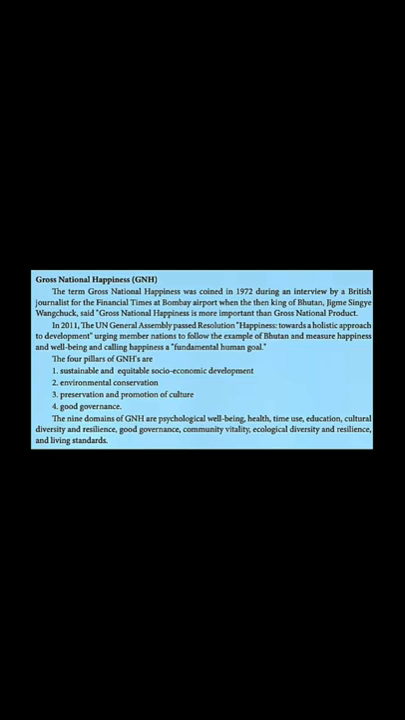So, what are the 4 pillars of GNH? That is first one, sustainable and equitable socio-economic development. Second, environmental conservation. Third one, preservation and promotion of culture. Fourth one is the good governance. Okay. The 9 domains of GNH are psychological well-being, health, time use, education, cultural diversity and resilience, good governance, community vitality, ecological diversity and resilience and living standard. These are the 9 domains.